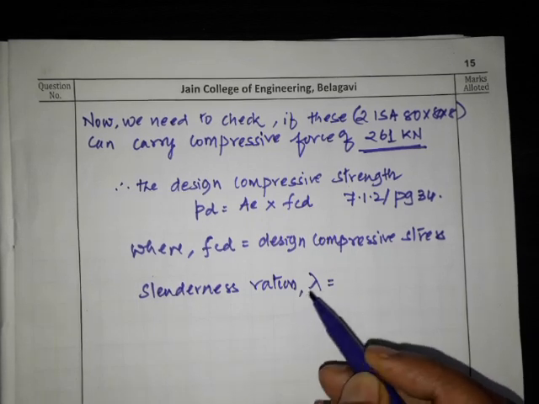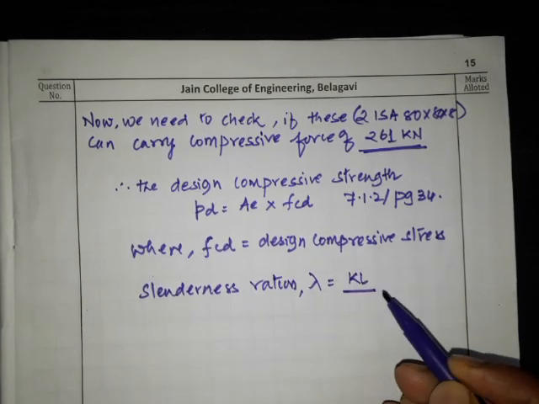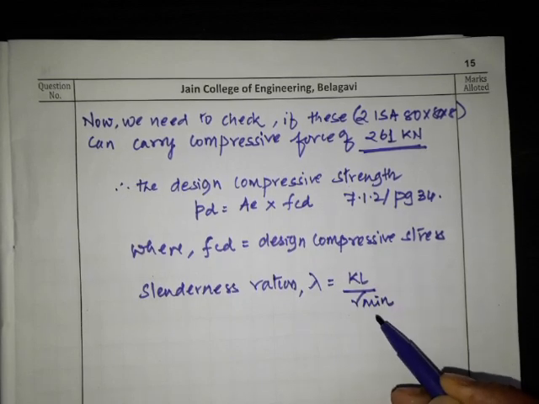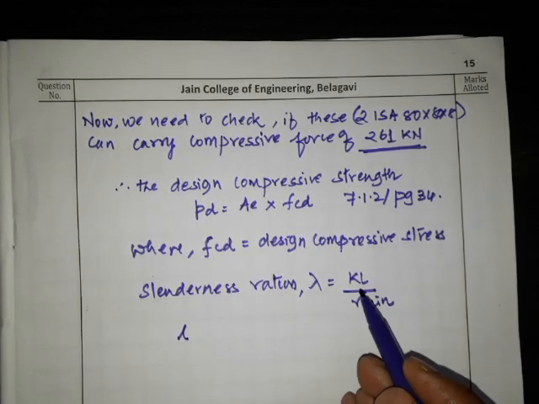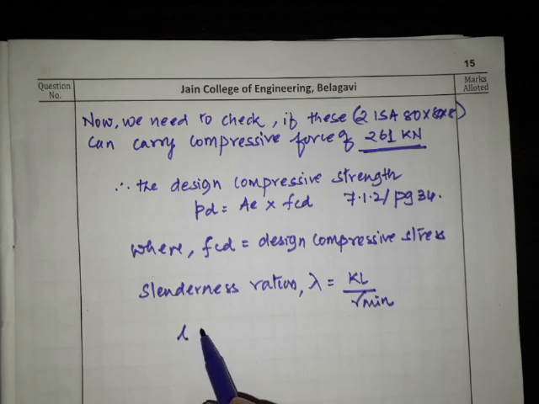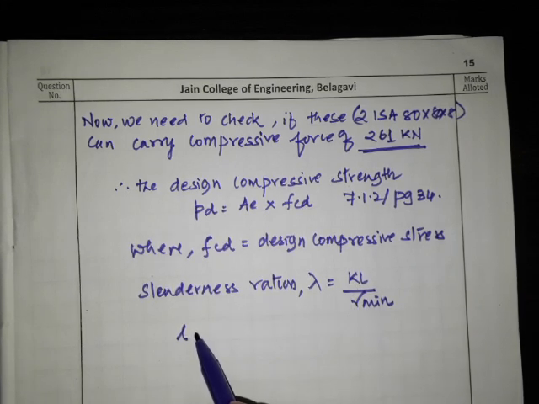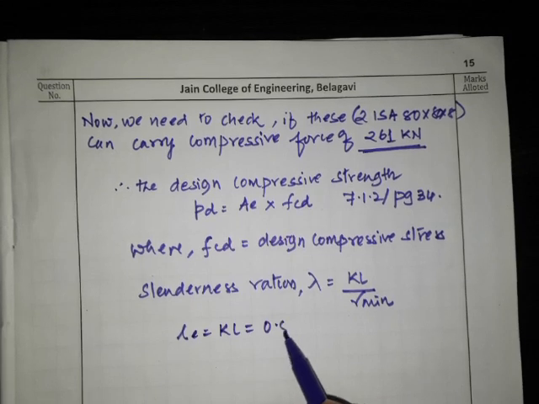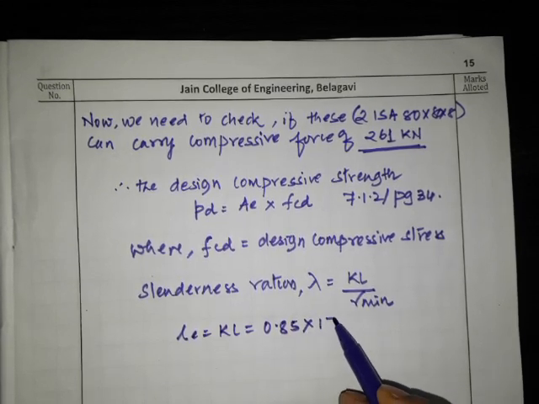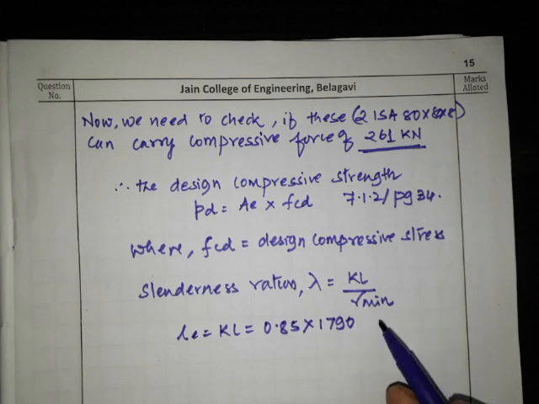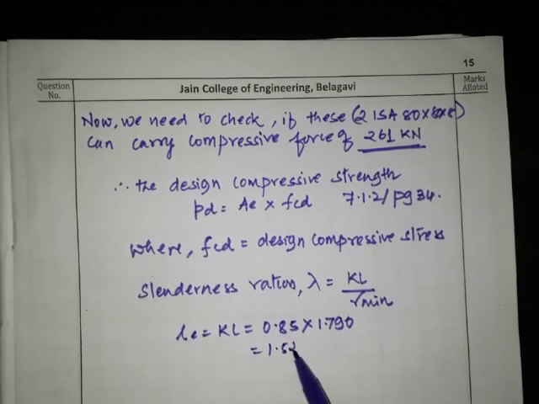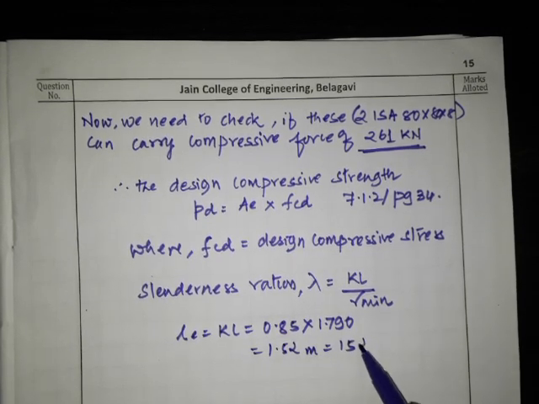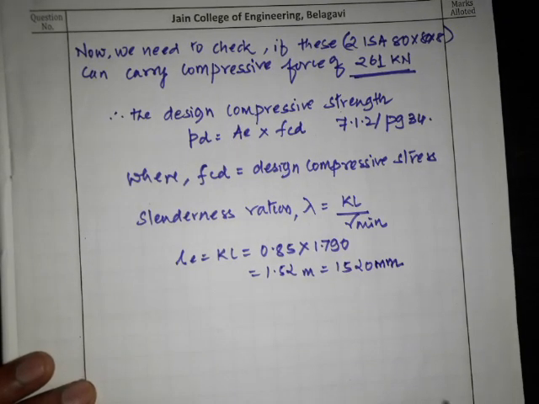Lambda is equal to KL by R minimum, where KL is nothing but the effective length factor. The effective length LE is equal to K into L, where K is 0.85 into L, 1790, or 1.79. So we get this as 1.52 meter or 1520 mm. So therefore, now what is R?